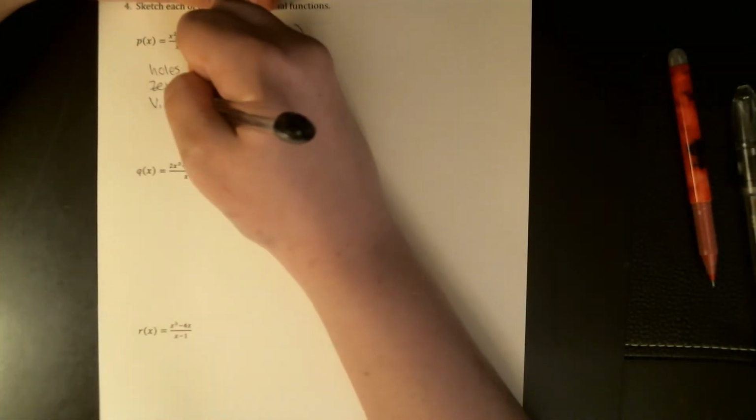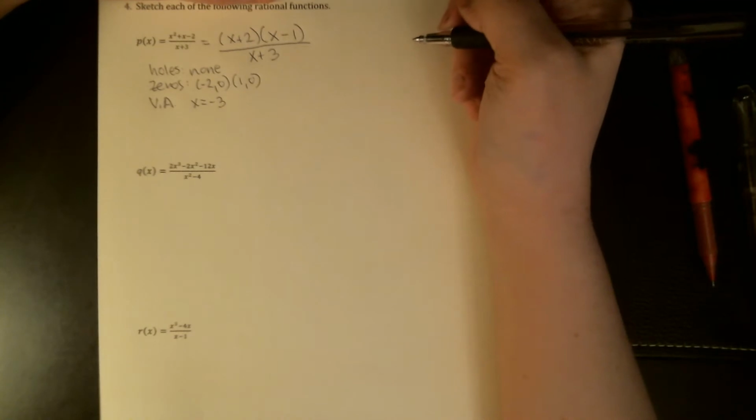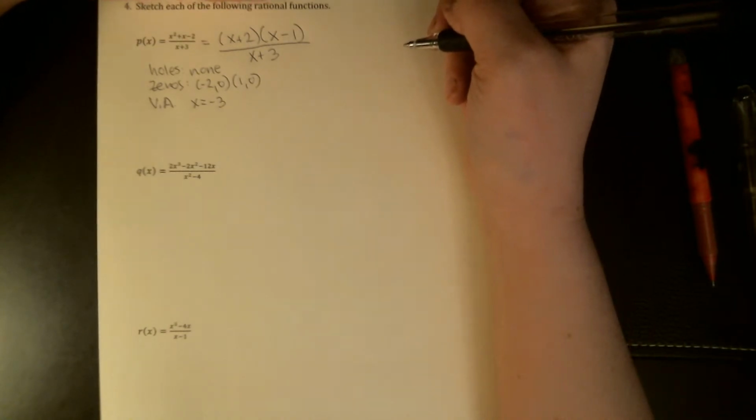Vertical asymptotes happen if the bottom is 0 and the top is not. So in this case, at x equals -3. And then global behavior, we want to know if we have a horizontal asymptote or a slant asymptote.